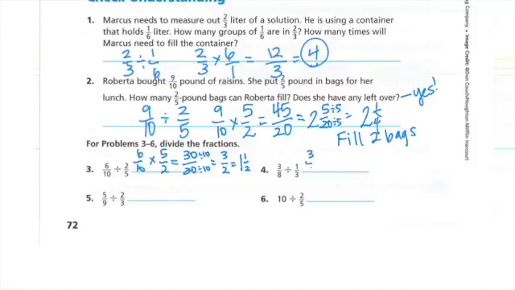So 3/8 times 3/1, because I had to flip that second fraction. 3 times 3 is 9. 1 times 8 is 8. 8 goes into 9 one time with 1 left over.